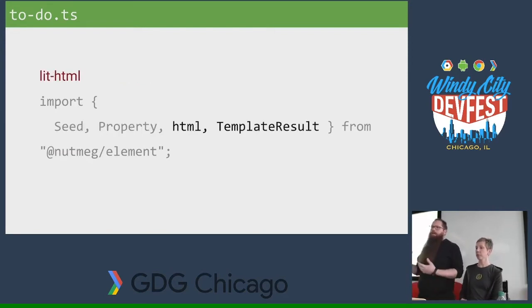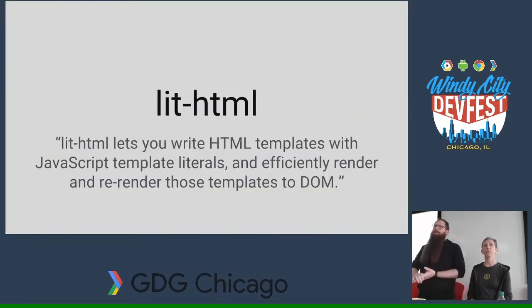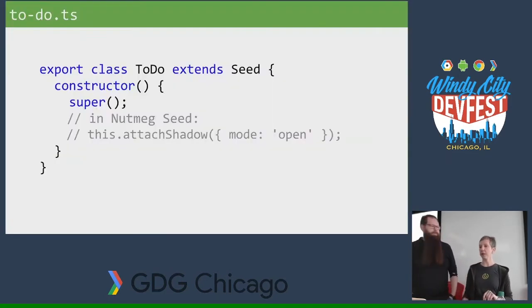And then we also pull in some APIs via Nutmeg from lit-html, which is a neat little templating library from the Polymer team in their labs project. It's a pretty cool templating library that really leverages just JavaScript template literals, and it's very, very lightweight, easy to use. And then we get to the actual class itself, where you will write all of your different functionality. You can see here it's extending Seed. That gives it some awesomeness just out of the box.